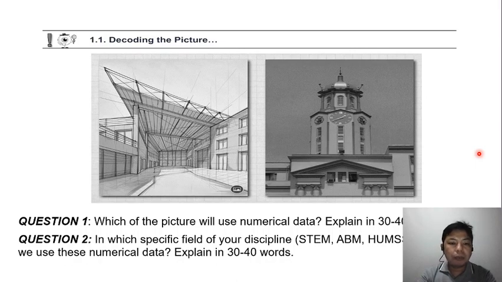Now, in question number two, in which specific field of your discipline, STEM, ABM, HUMSS, GAS, TVL, can we use numerical data? Explain in 30 to 40 words. So for question number two, you are going to be thinking of a specific field in your discipline. For example, STEM. Say you chose engineering. Why do you think engineering uses numerical data? Explain your answers in 30 to 40 words. Again, we can pause this video and proceed with the activity. After doing that, we'll proceed with the next activity.